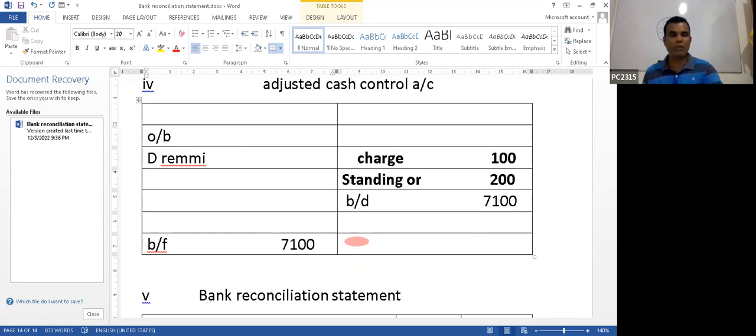Direct remittance is 500. Yes, now all we have recorded. Direct remittance 500, charge 100, bank charge 100, standing order 200. Is that all?